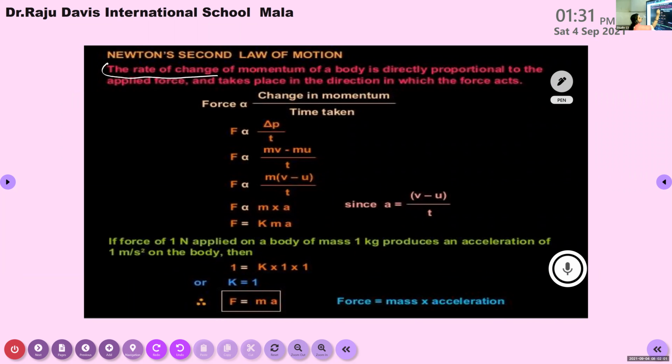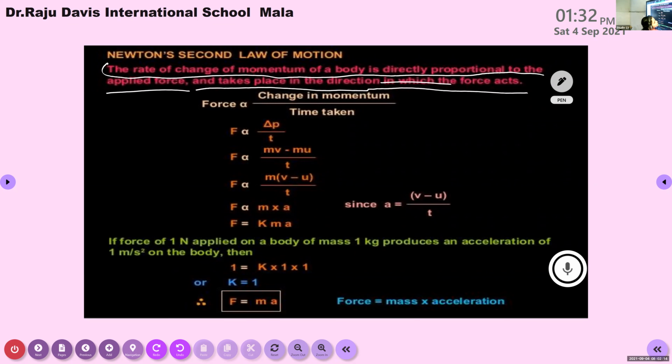The rate of change of momentum of a body is directly proportional to the applied force and takes place in the direction of the force. Direction of the force in which it acts. You just make it a symbol, and it takes place in the direction of the force. That's all. So this is what Newton's second law of motion states.